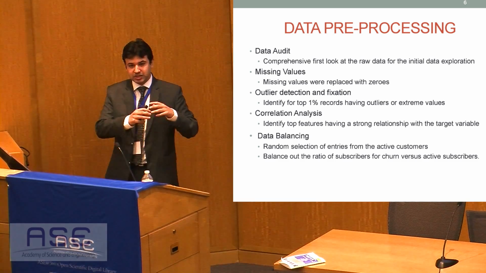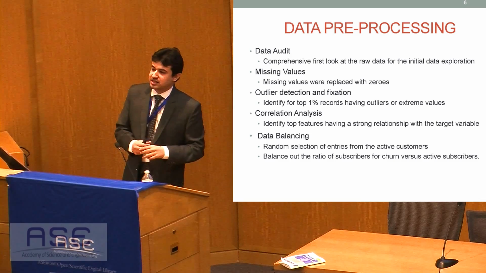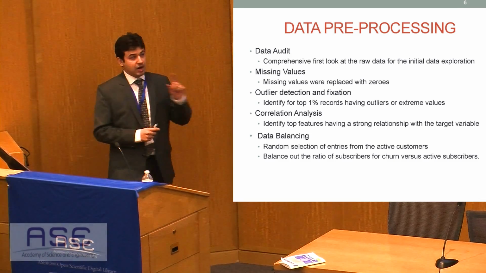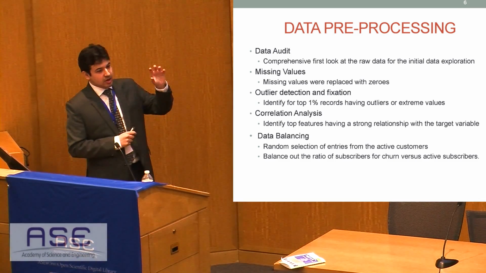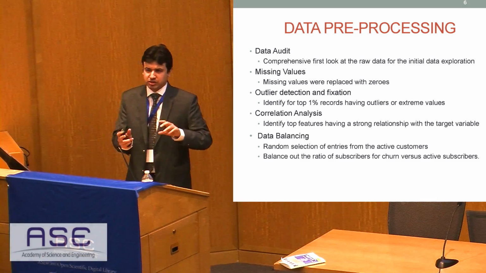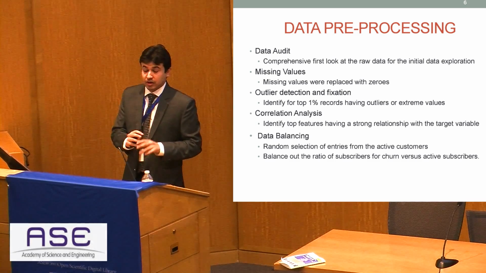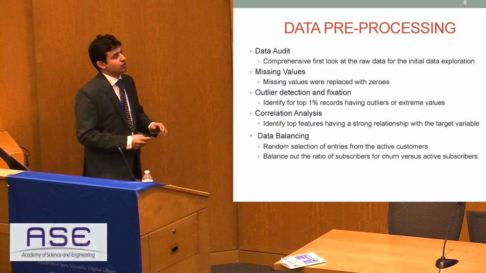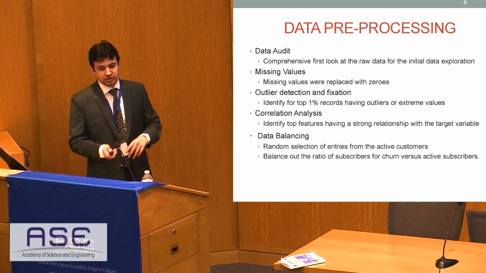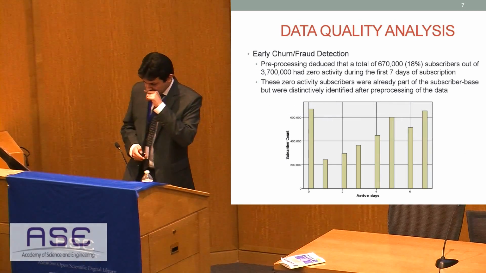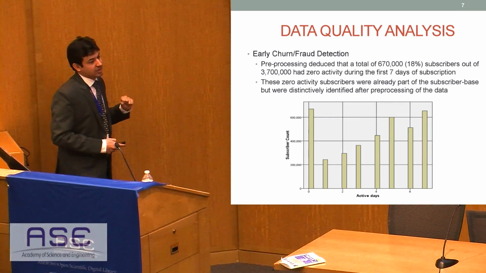So we studied some techniques like undersampling and oversampling, and we used a technique where we removed a small percentage of the active customers. So we had a ratio of 16 to 84% for the data balanced for churn versus non-churn. Coming up next, this was the data quality analysis.